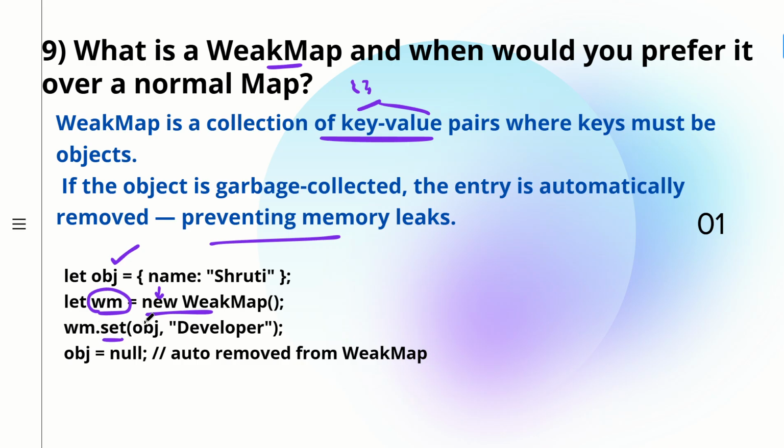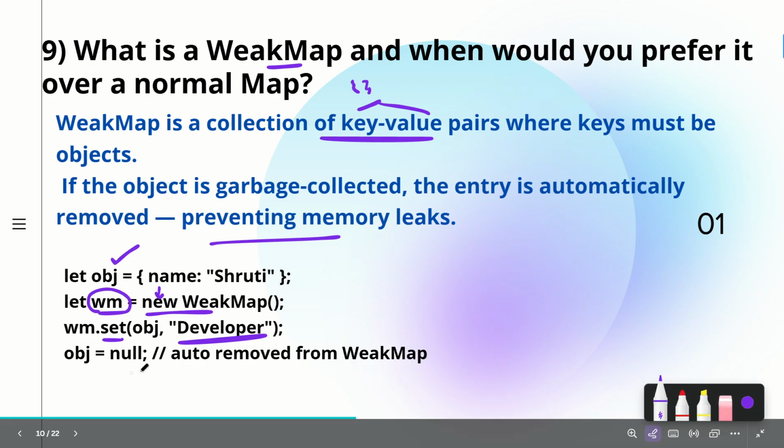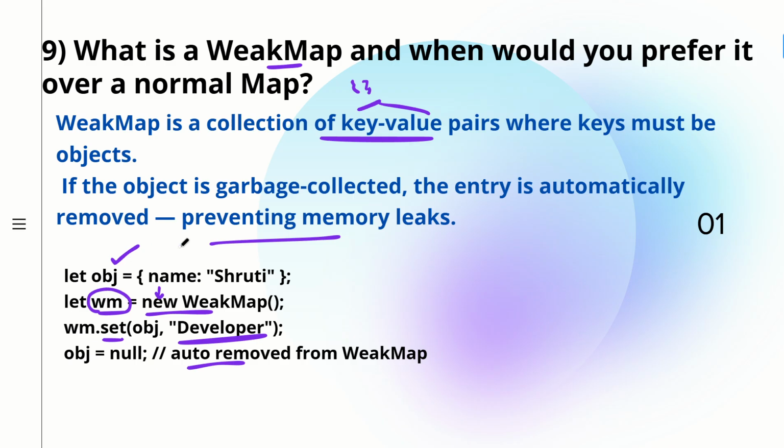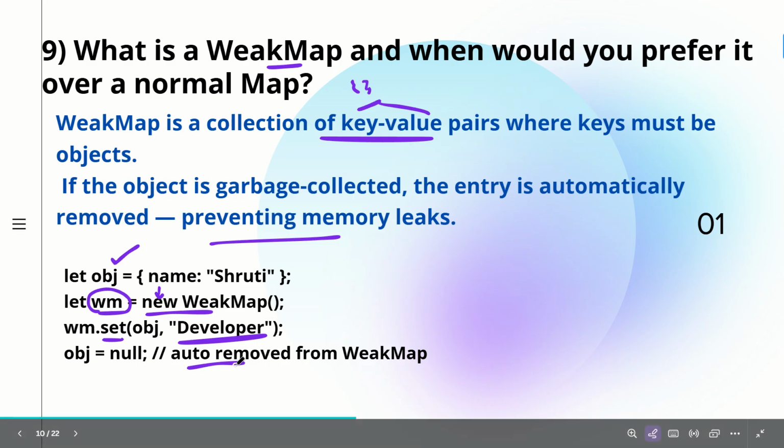So WeakMap.set, and this is obj, so you can see it is an object. This is what we learned above, that keys must be of the data type object. And then we are storing the data, like developer, against this object, whatever name Shruti. And obj = null, auto removed from WeakMap. If you make obj equal to null, that is, this object key doesn't exist, then the entry will be automatically removed and garbage collected.